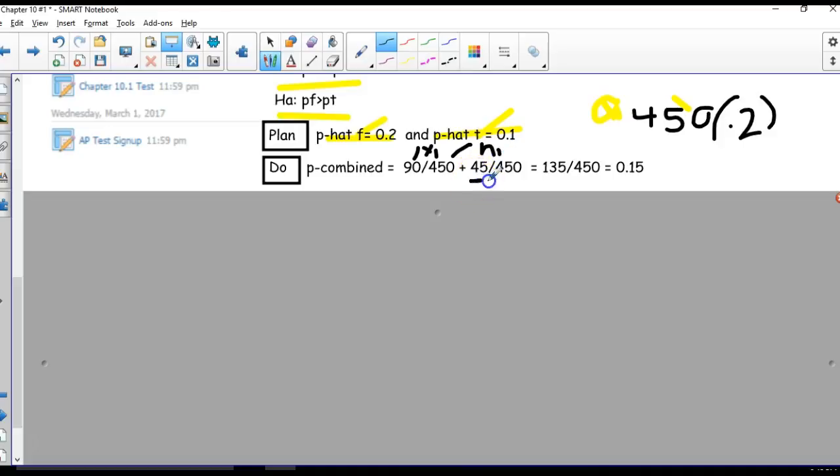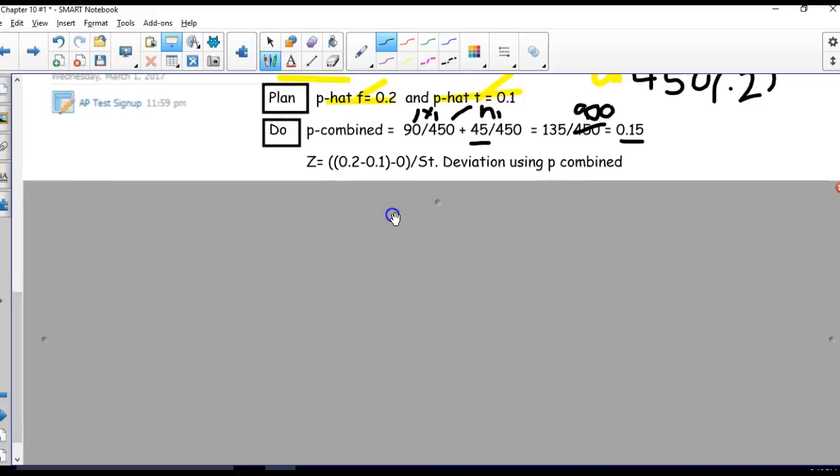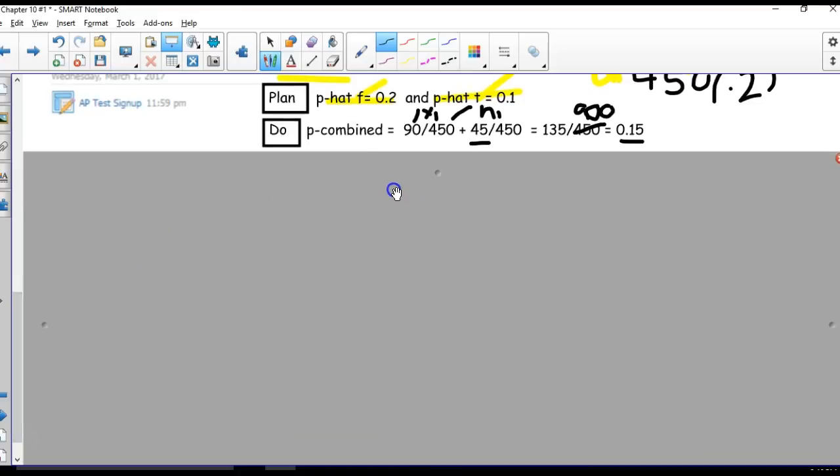And then how do I know it's 45 for the second group? Well, they said 10% of them stopped smoking, so that would be 45 out of 450. I add across the numerators and the denominators. This is an error, I'm sorry. This should be 900. But this is not an error, 0.15. That's my p combined. Why do I need my p combined? I need it for my standard deviation.